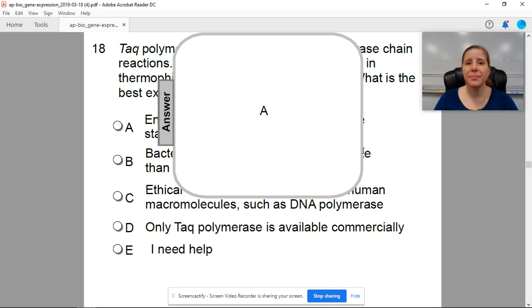Did you say A? Yes, because it is a thermophilic bacteria, a heat-loving bacteria. So it has stuff in it to counteract being broken down by that high temperature. So it only leaves the DNA to be separated, and the polymerase is going to be left intact because it is from an area that likes the high temperature.